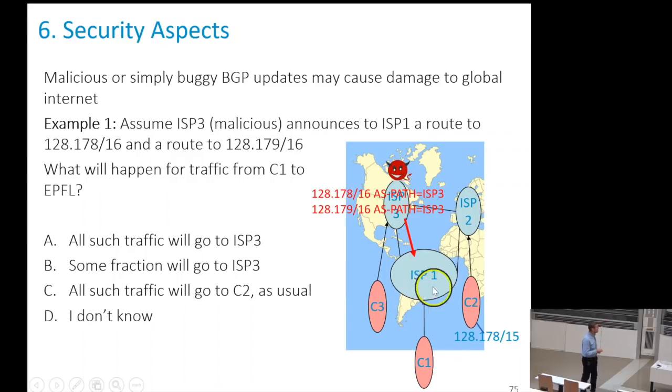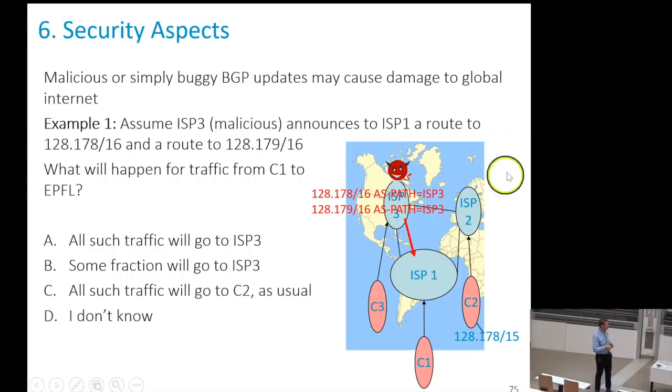Now, if ISP1 does not aggregate, then we have three different routes. Remember, routes for overlapping prefixes are considered separate routes. So ISP1 will have those three routes. If it accepts all of the routes, then anything that goes here will go to the most specific route, longest prefix match. Therefore, it will go this way. So the answer is the attack will succeed and all traffic will go here.